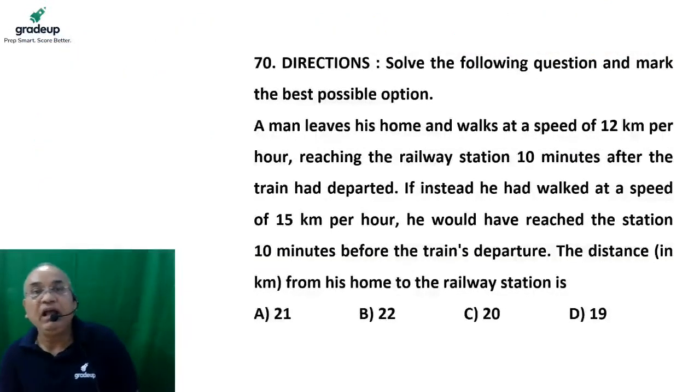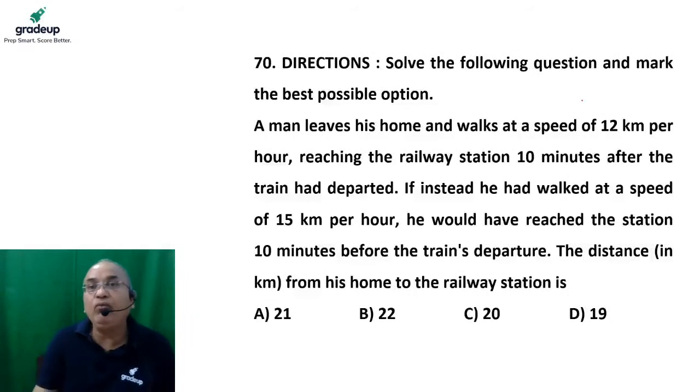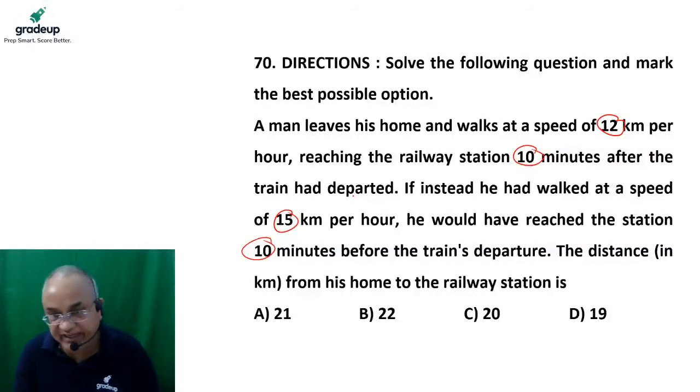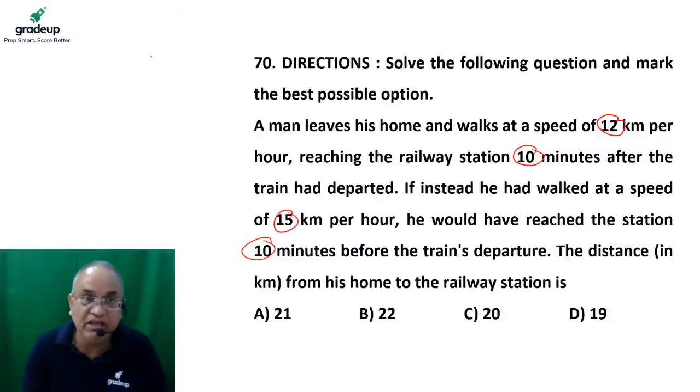A man leaves his home and walks at the speed of 12 km/h and reaches his railway station 10 minutes late, 10 minutes after the train has departed. If instead he walked at the speed of 15 km/h, he would be early by 10 minutes, reaching 10 minutes before the departure of the train. The distance from his house to the railway station is, let's say, D.